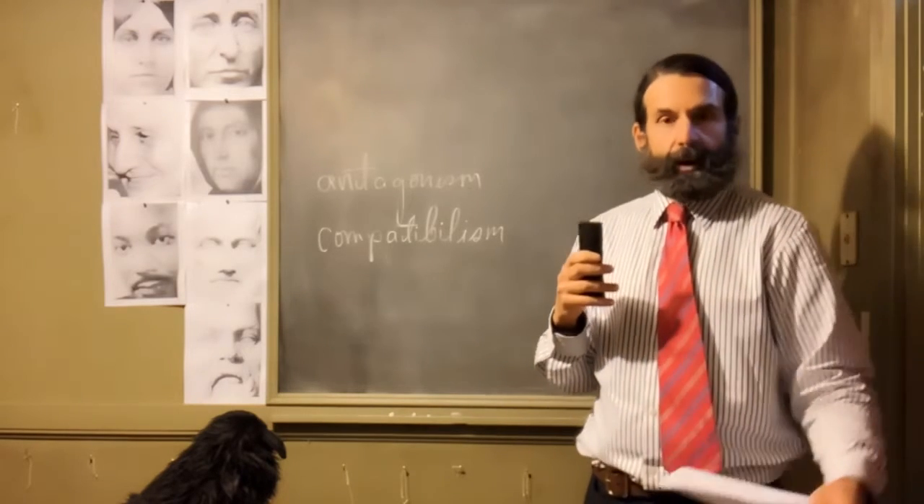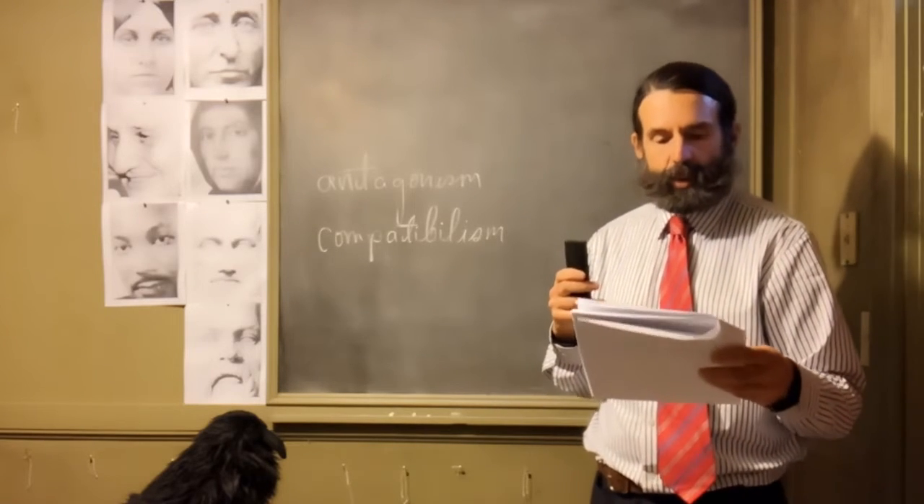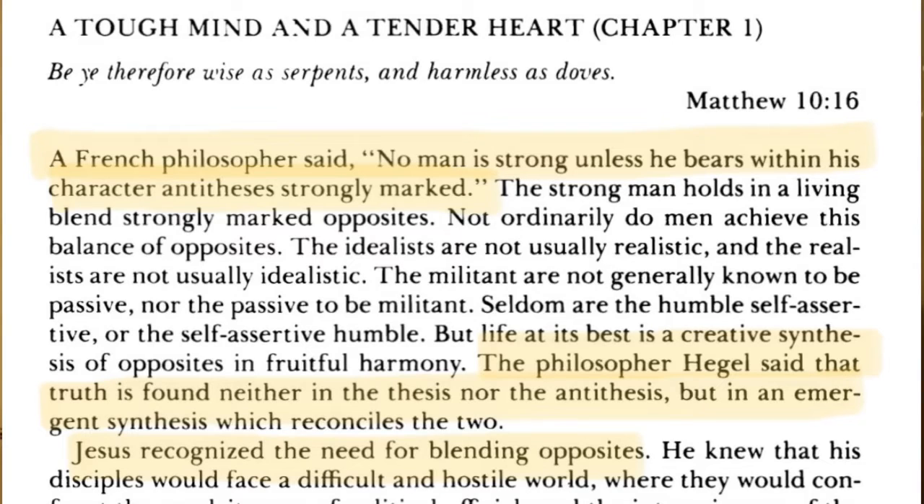Again, on the very first page of Strength to Love, on page 491, Martin Luther King refers first to a French philosopher and also to the philosopher Hegel, who is a German philosopher in the 19th century. And both of these philosophers came to a similar conclusion that opposites can combine to create a more powerful whole. And then Martin Luther King notes a similar truth is found in sacred scripture.